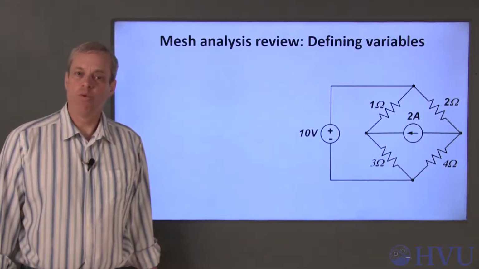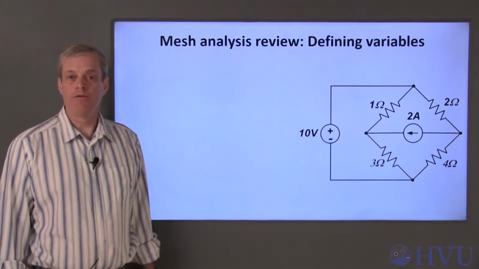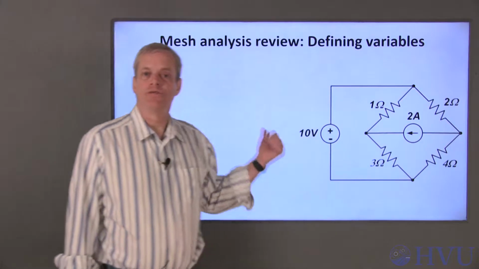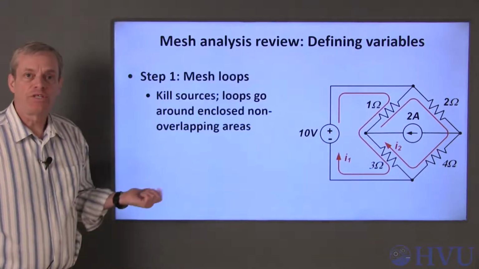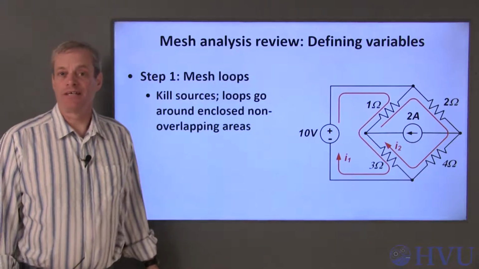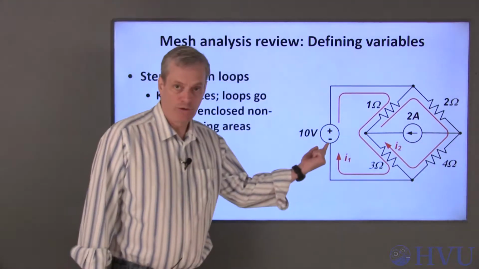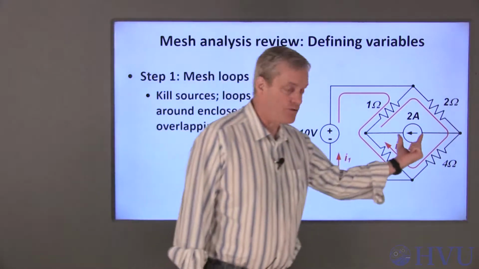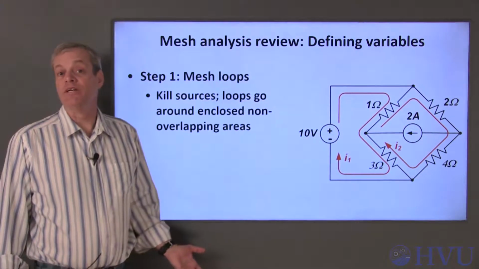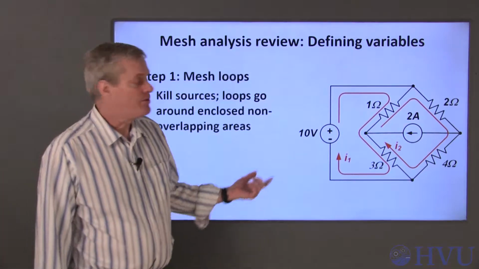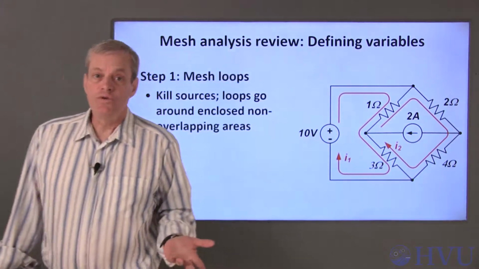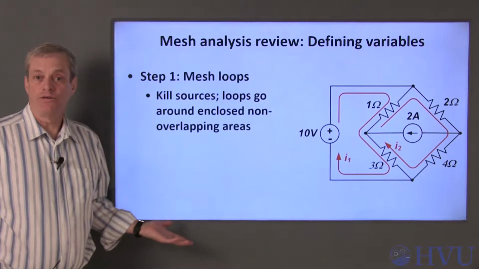Before I talk about writing the equations governing mesh currents, I'll quickly review the choice of unknowns and constraints. This is the same circuit I used in the previous video. The first step in mesh analysis is to choose mesh loops. The easiest way to do this is to kill the sources. That is, replace the voltage sources with short circuits and the current sources with open circuits, and then identify any resulting enclosed but non-overlapping areas. The mesh currents go around the perimeters of these areas. If you do this, no mesh currents will pass through the current sources.